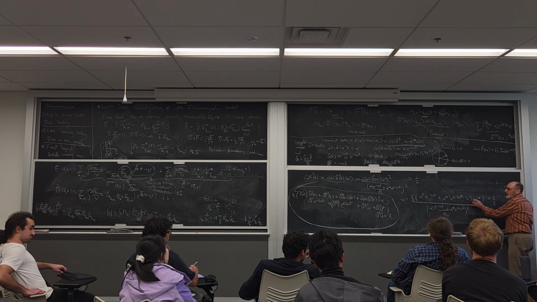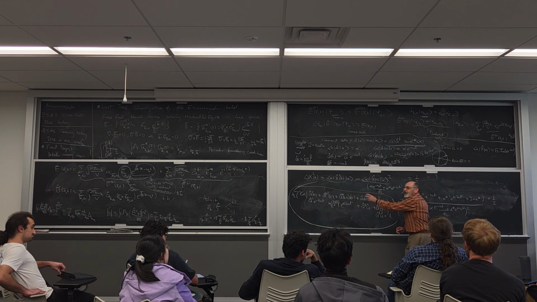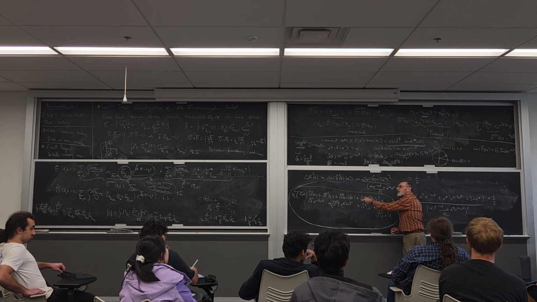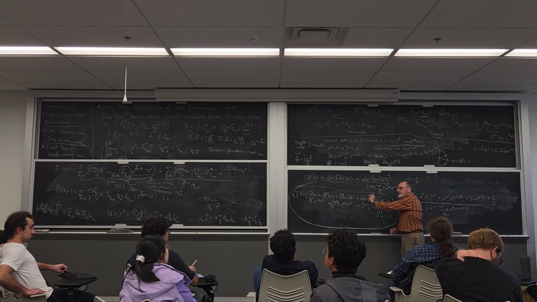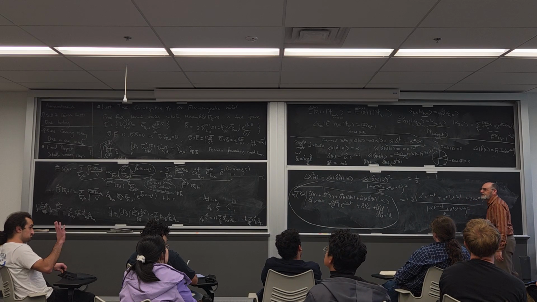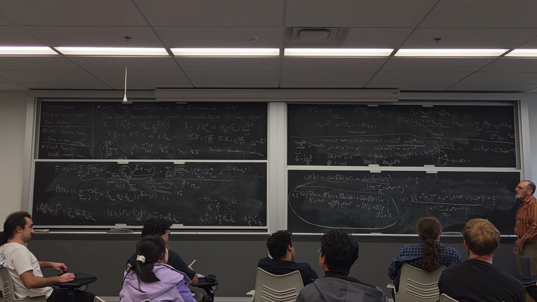Yes? Just clarifying, because I can't fully see the board, are there no i's in this? This guy has no e to the i omega t either, right, because they had the A and A dagger, and one had e to the plus i, one had e to the minus i. They canceled. Yeah. Is this an expression of the Heisenberg uncertainty?